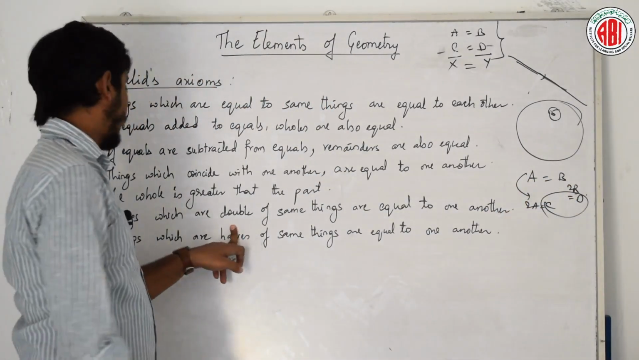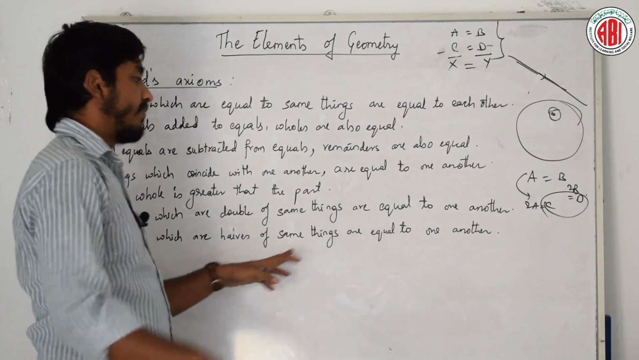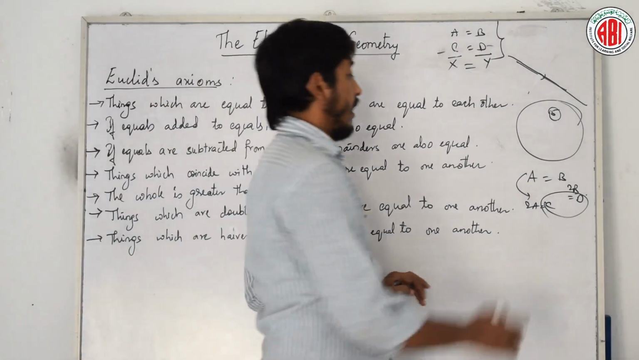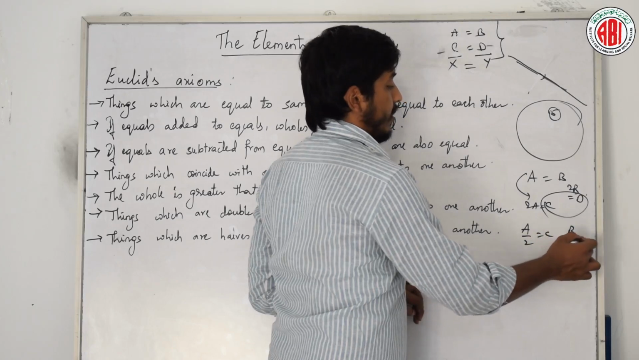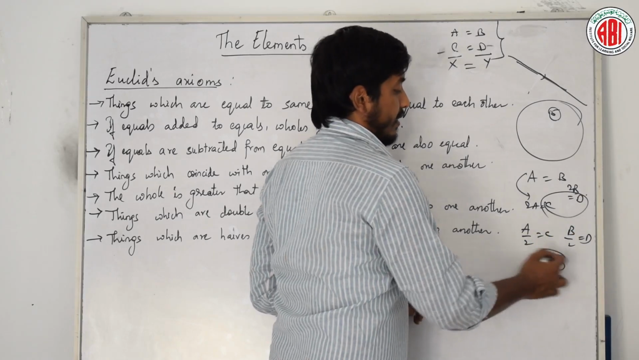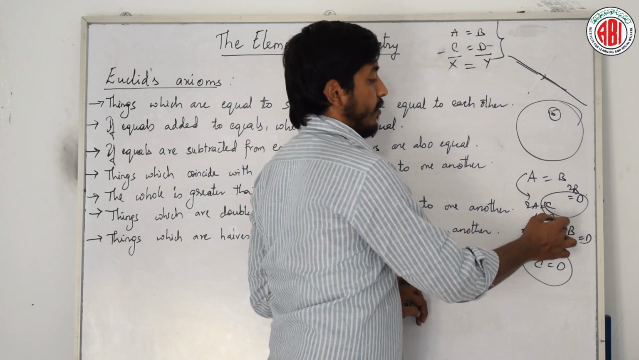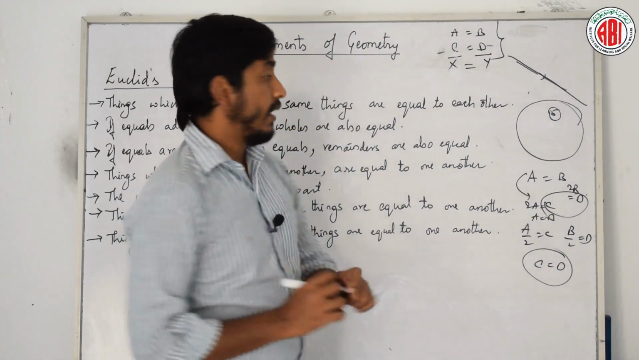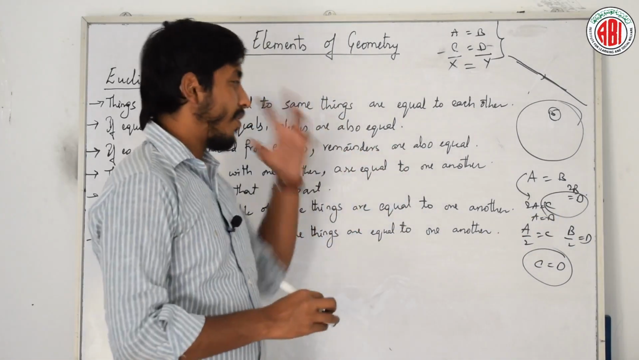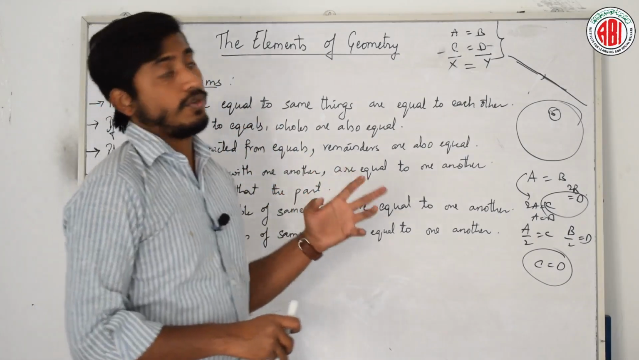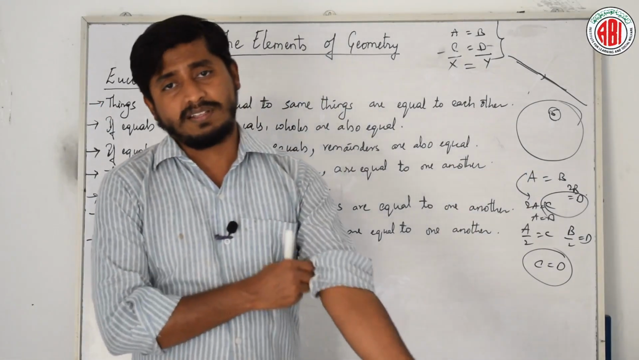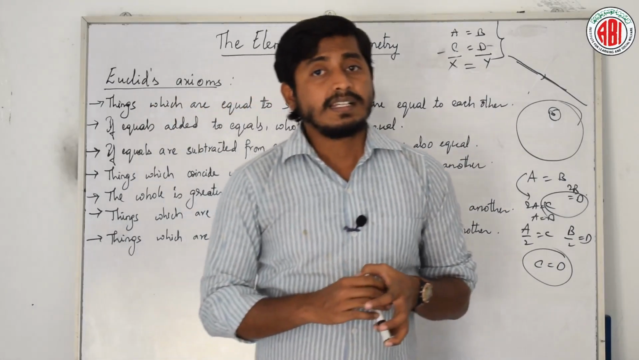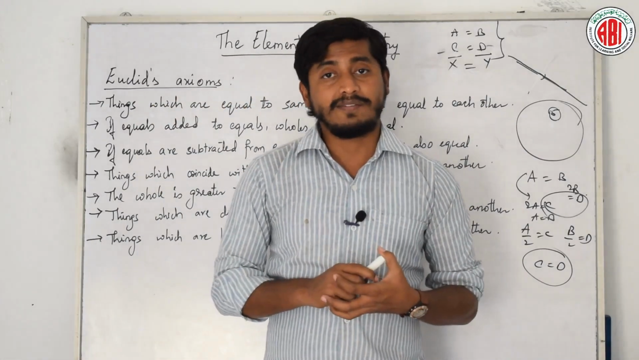Clear? Next, the things which are halves of the same thing are also equal. If I say A by 2 is C, B by 2 is D, obviously C is equal to D since A is equal to B. Clear? Did you understand? This is a broad view and the theoretical approach of defining any two equal numbers or those kind of numbers. Is it clear? Shall we move on to what are the postulates and everything?